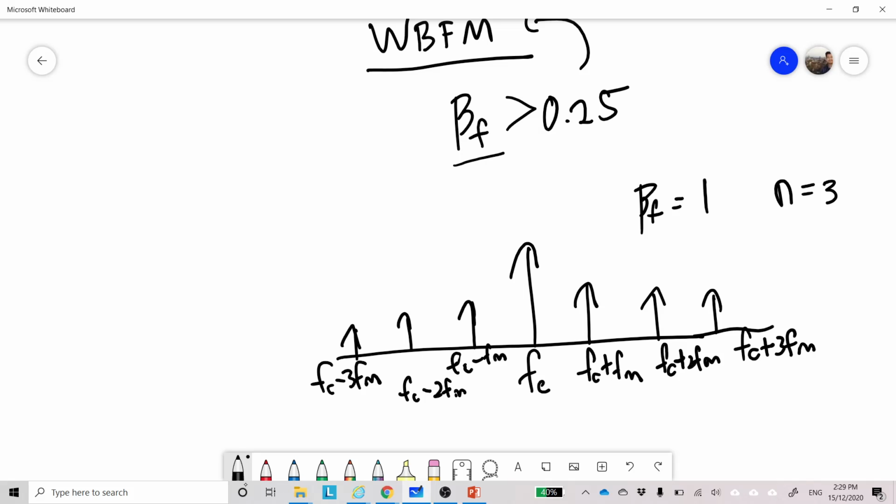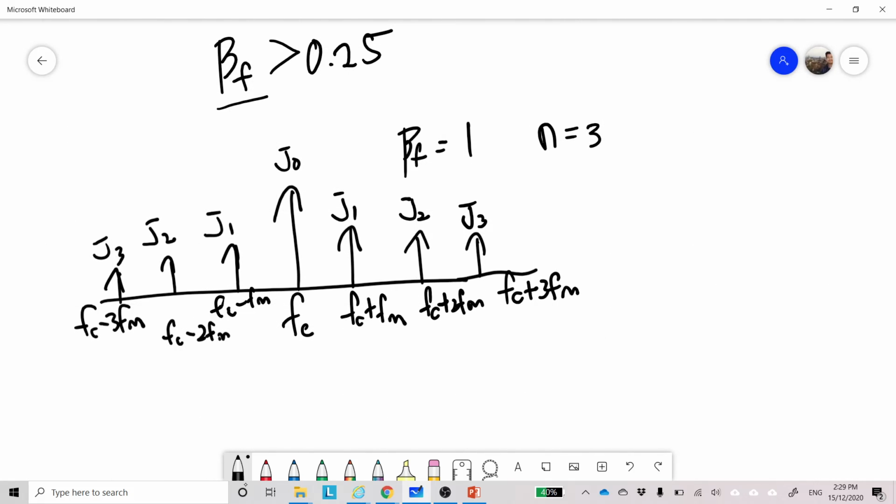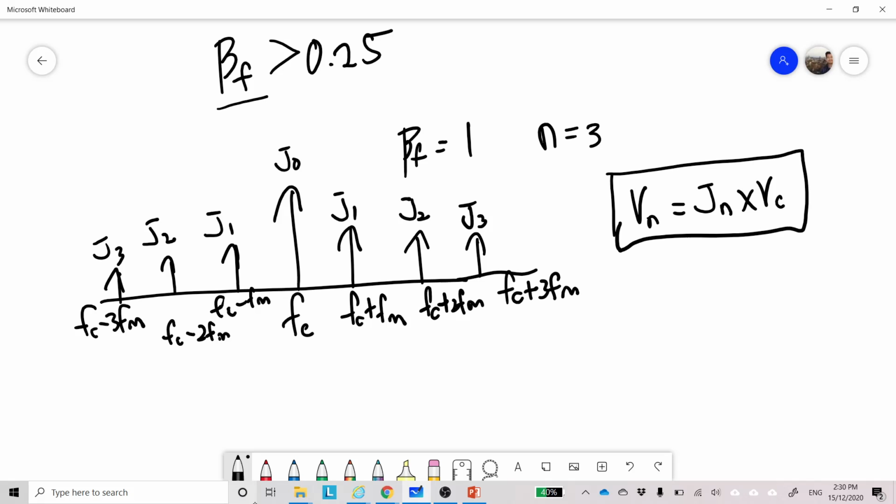So kita boleh membuat dalam sebutan relative amplitudes, which is J0, J1, J2, and also J3. Sama juga di sini J1, J2, and also J3. And remember that J is a relative amplitude without a unit. Okay, it's a unitless parameter. So if you want to find the real amplitude, amplitude is defined as Jn multiplied with Vc. Okay, remember this parameter.